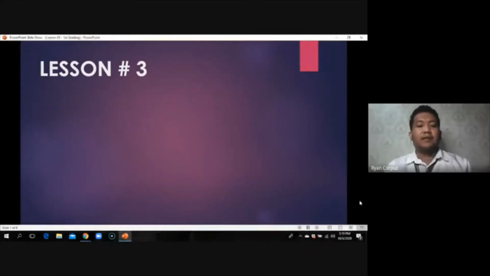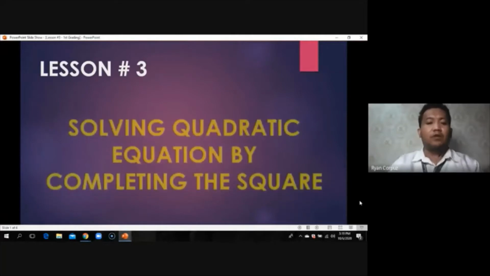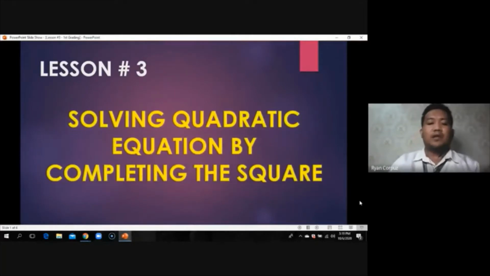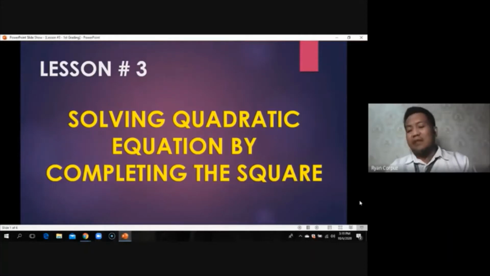Okay, good day, my dear students. So, again, we are going to discuss today another lesson. So, this is now lesson number 3. For today's lesson, we are going to discuss solving quadratic equation by completing the square. So, another method in solving quadratic equation.